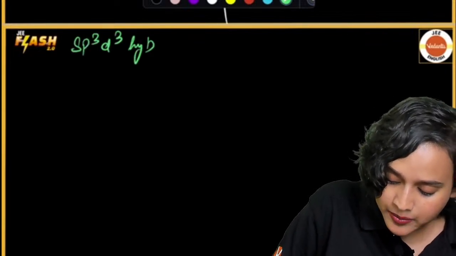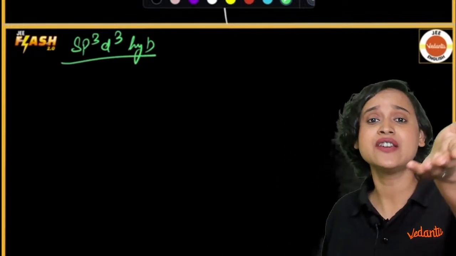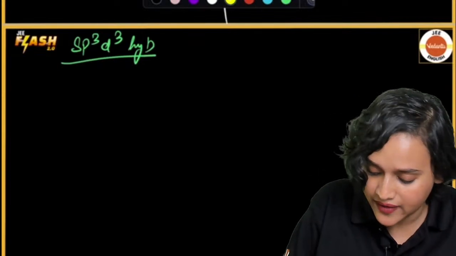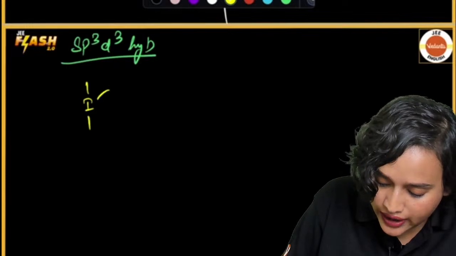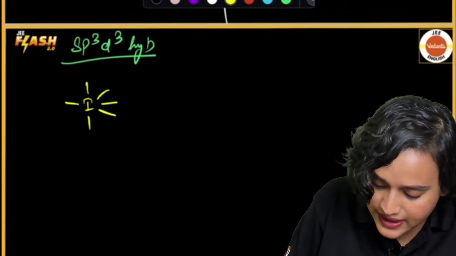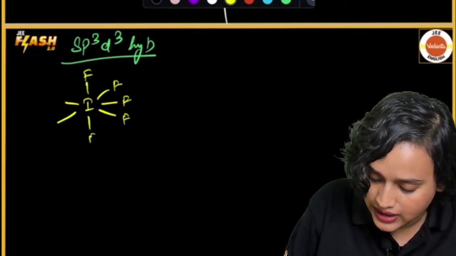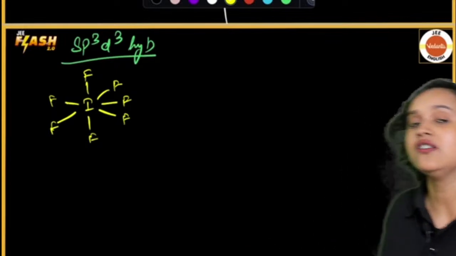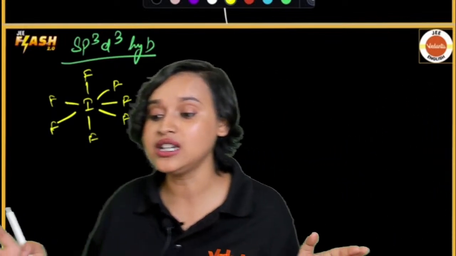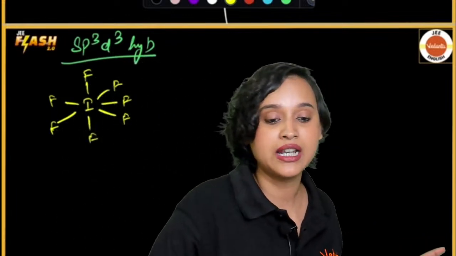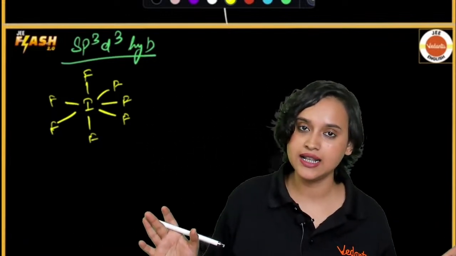Now let us have a look at sp3d3 hybridization. IF7, right? We have taken the example of IF7 in the beginning as well. So you have I, 1, 2, 3, 4, 5, 6 and 7. Find out the steric number. The steric number will obviously be 7. If it is 7, then you get sp3d3 hybridization. Am I clear, everybody?